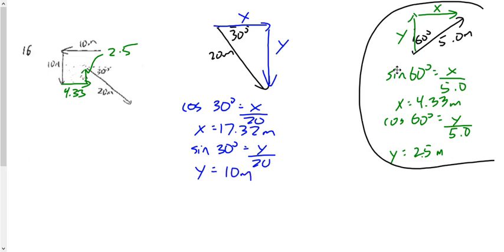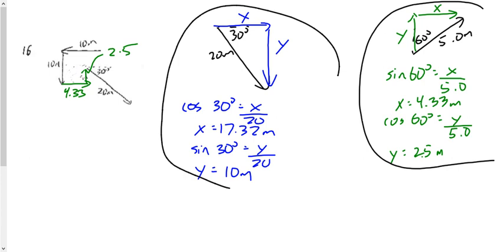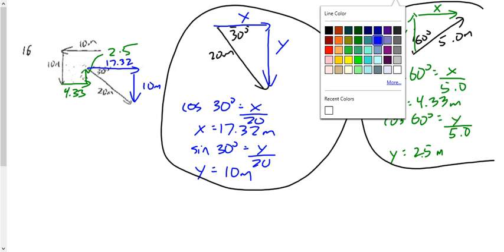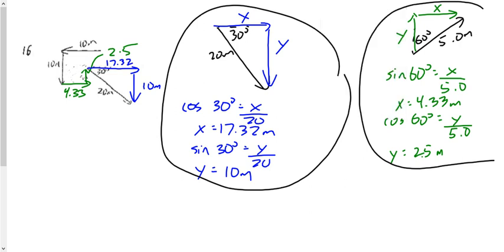So let's box this one off as well, just because it's kind of separate from the rest of it here. And now let's replace this 20 meters with these two new vectors, 17.32 this way and 10 this way. And let's do some erasing here.